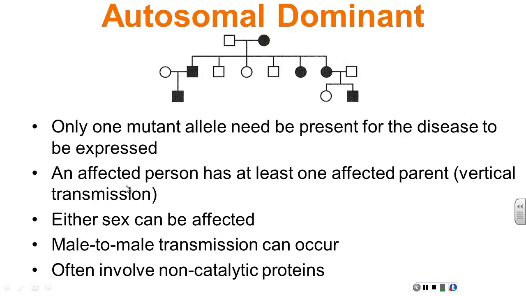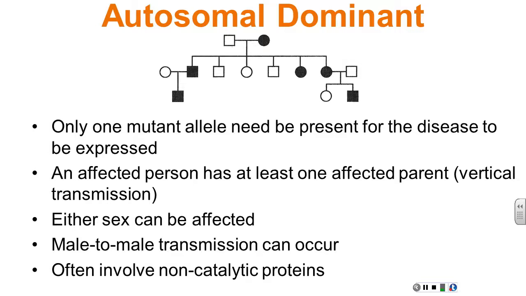That means an affected person has at least one affected parent. So you have this vertical transmission. You don't see generation skipping. You can follow right down the pedigree from person to person. You have a parent with a kid, and then they have a kid, then they have a kid, and you can follow it down vertically. Either sex can be affected, so there's no dominance of males versus females.